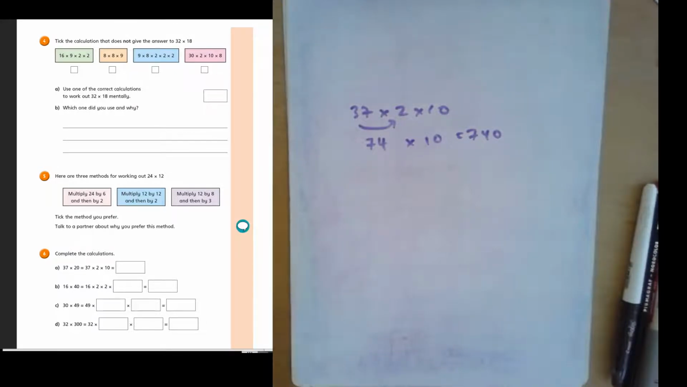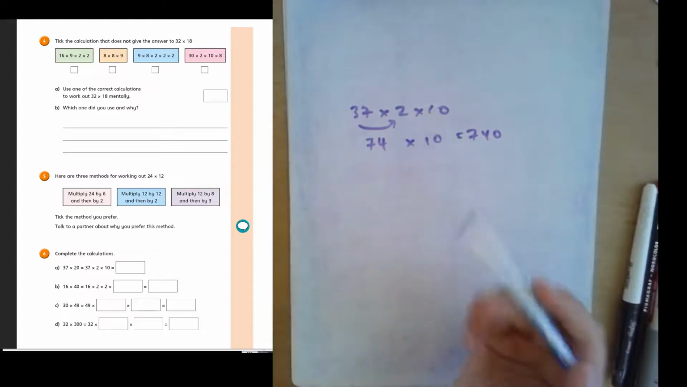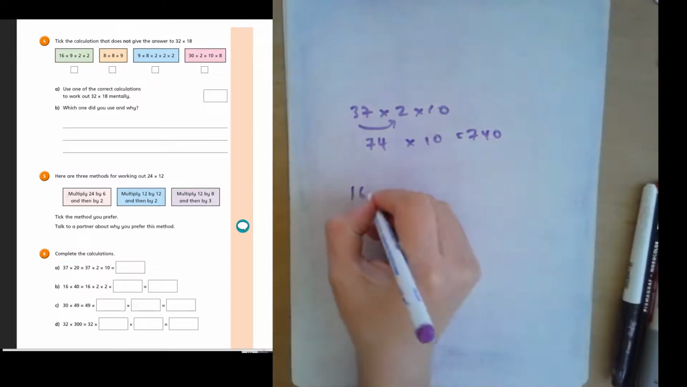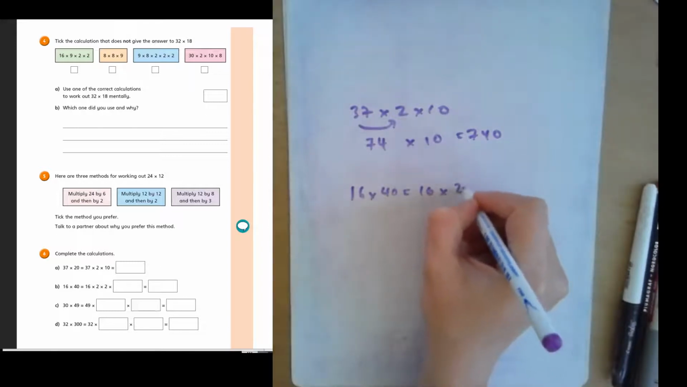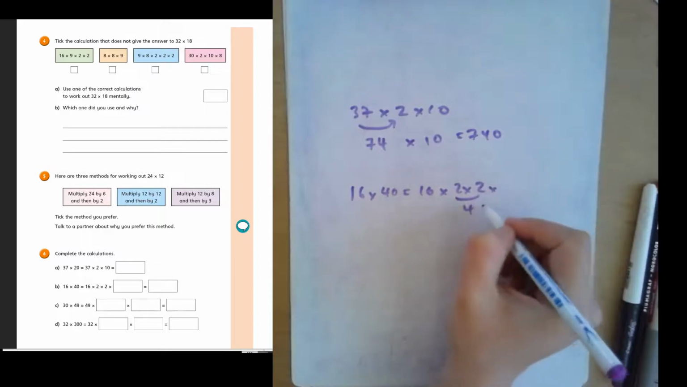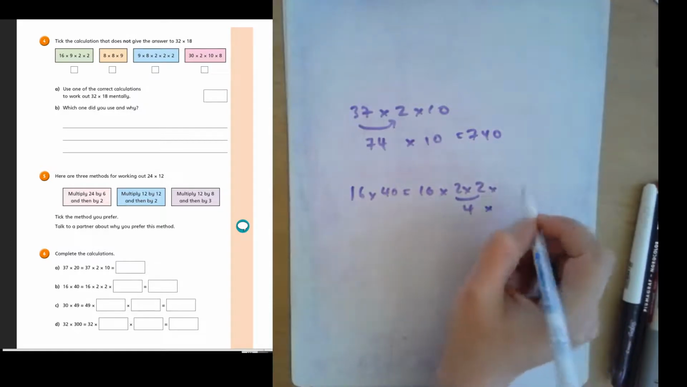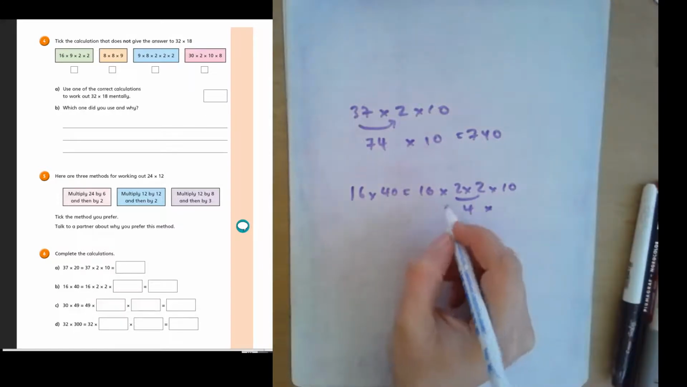Okay, and then for the next one, can you fill out that missing box? So they're saying 16 times 40 is the same as me saying 16 times 2 times 2. Well, this makes 4. So what do I have to multiply by 4 to get back to that 40? That's the key. Okay, so you have to times it by 10.